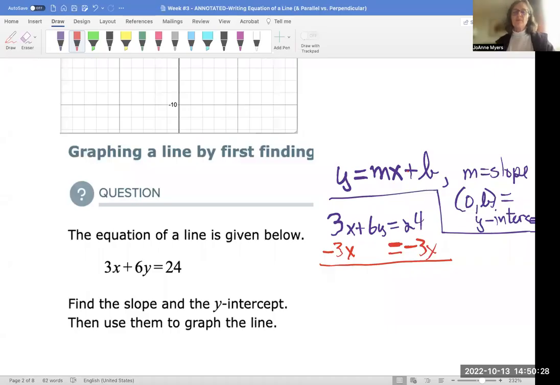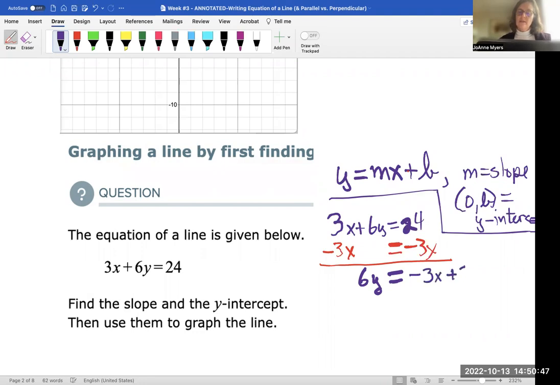All right, so I'm subtracting 3x from both sides of the equation. Keeping the equal signs lined up, the left side becomes 6y. The right side is 24 minus 3x. I can also write that as minus 3x plus 24. I like to have the term with the x variable in front.